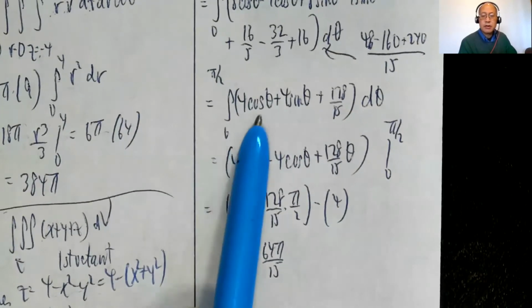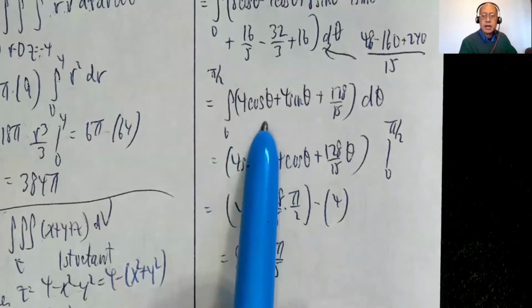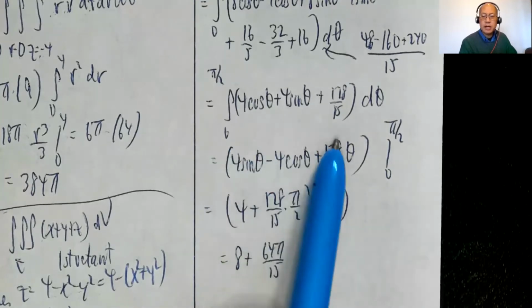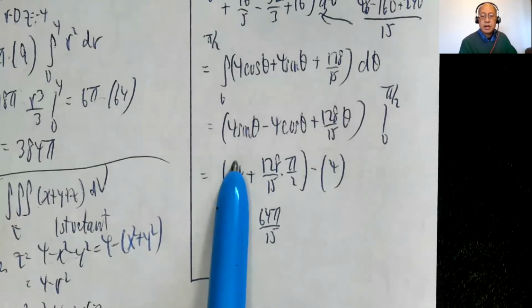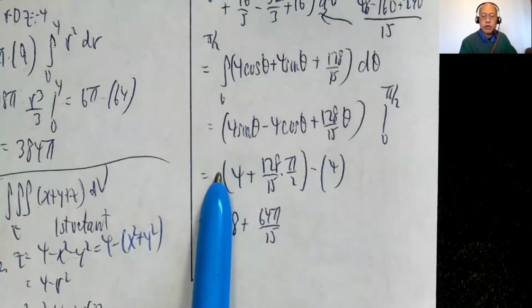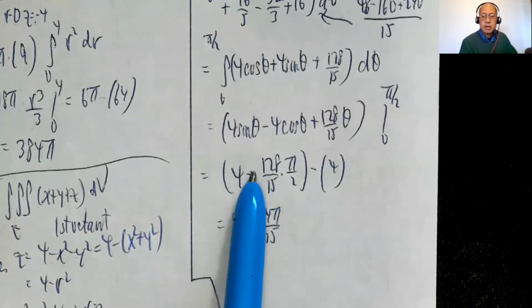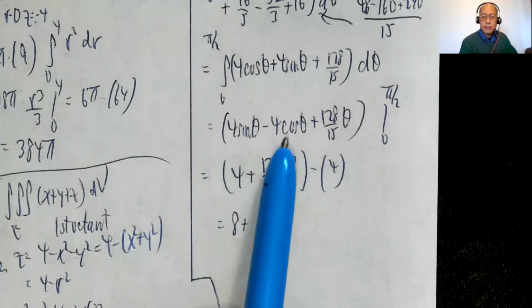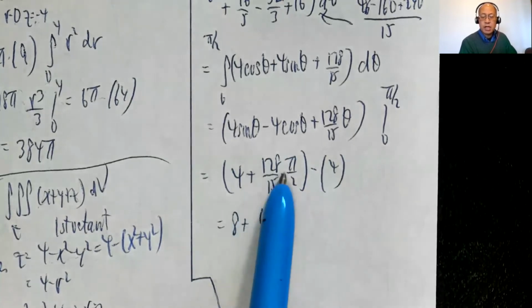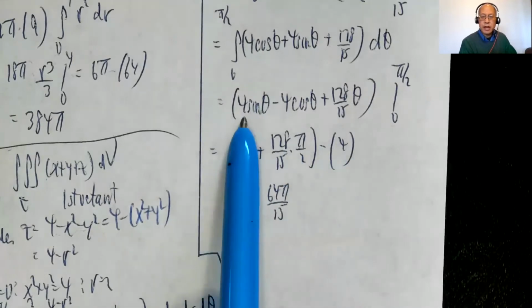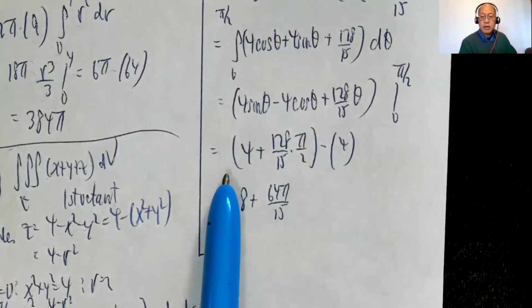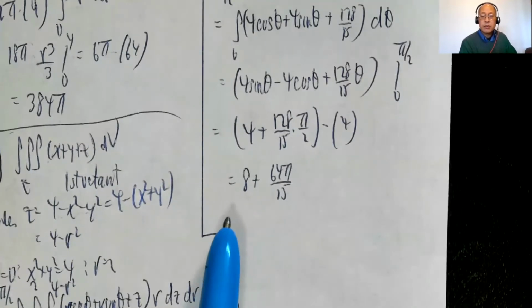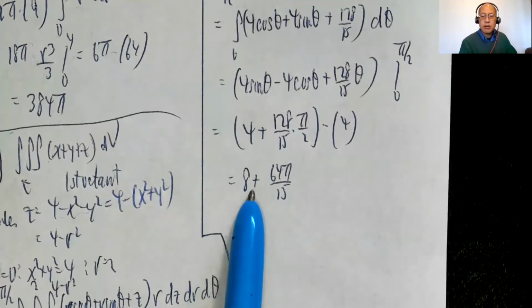All right, so integral of 4 cosine theta is 4 sine theta. Integral of 4 sine theta is -4 cosine theta, and that's 128/15 theta. Okay, plug in pi over 2, I get 4 plus pi over 2, cosine pi over 2 is 0. And 128 over 15 times pi over 2. Minus plug in 0, that's 0. That's a minus 4, and that's a 0. Okay, so I end up with 8 plus 64 pi over 15.